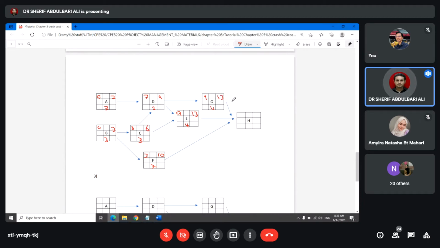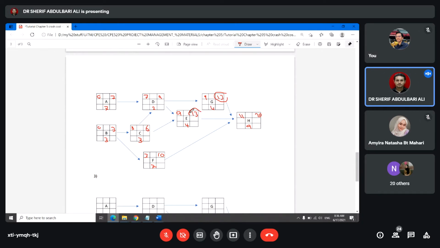But still, I cannot do this one because I want to get 11, and with 9, I will get 20. So this means crashing activity D is not enough to make this one equal to 11. So I need to make this equal to 11.